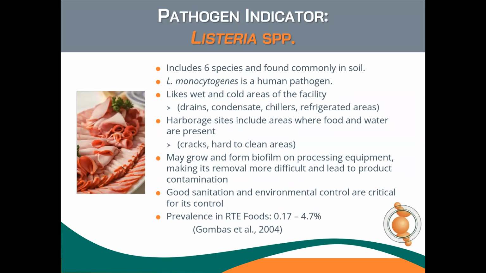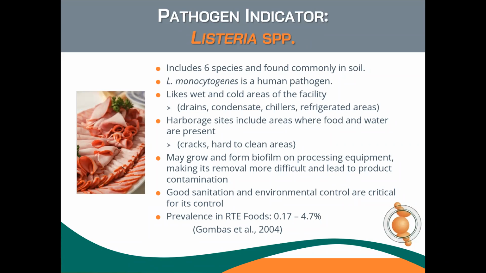Now on to Listeria species. Listeria species includes 6 species, and it is commonly found in soil. L. mono, that is the human pathogen that you always hear about. It really likes cold and wet areas. So if you have any of those in your facility, drains, chillers, that's where it's going to be hiding out. Its harborage sites include areas where food and water are present. So again, you want to look at those cracks and very hard to clean areas.